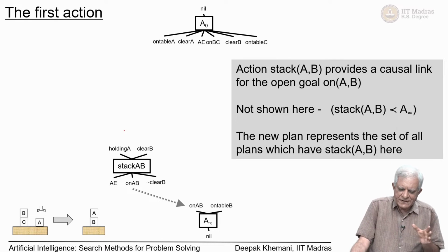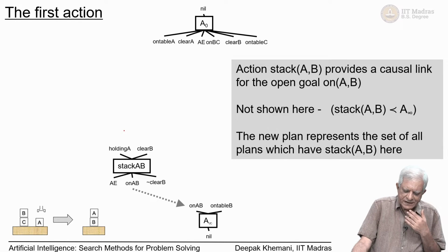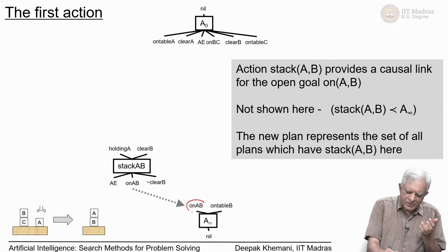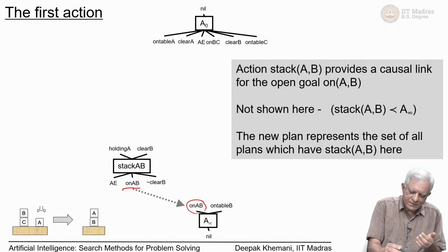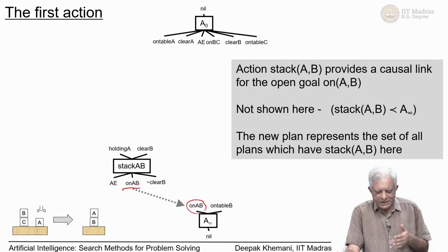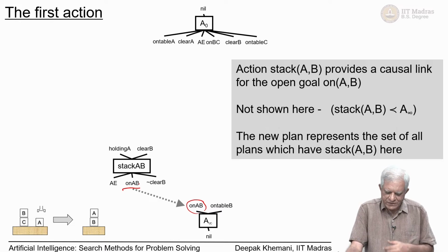Then the first action that we add is an action stack AB. Why do we add this? Because we are solving this open goal on AB, and there is no action that can provide on AB. So, we must insert a new action, and the action happens to be stack AB. That is the only way you can achieve on AB. So, we insert this action stack AB into the partial plan, and we insert a causal link. This predicate on AB is produced by stack AB and consumed by A infinity, because that is a goal state.